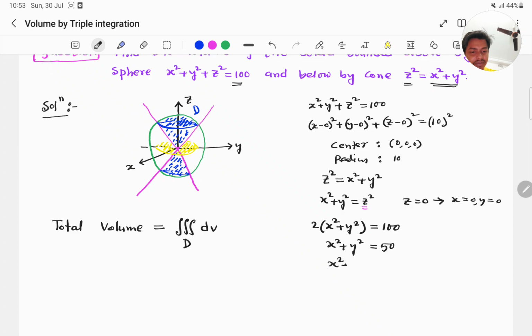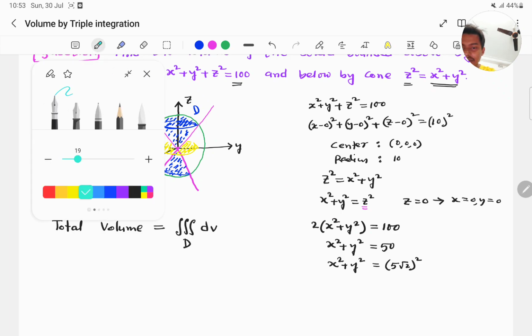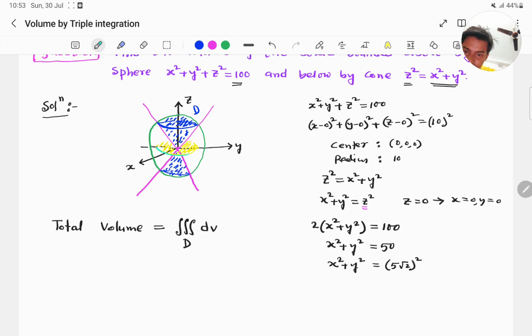So x square plus y square equal to, we can think it is 5 root 2 that whole square. So this yellow circle is basically the boundary. If we put it this way, this boundary is given by x square plus y square equal to 5 root 2 whole square. Alright, now what should we do to calculate the triple integral in term of a cylindrical coordinate?